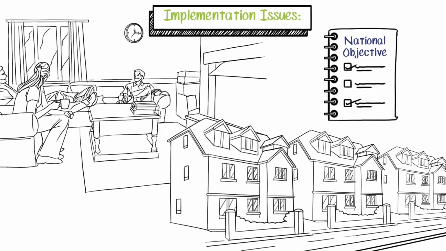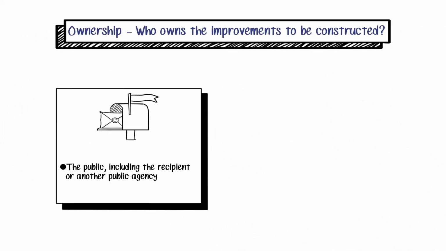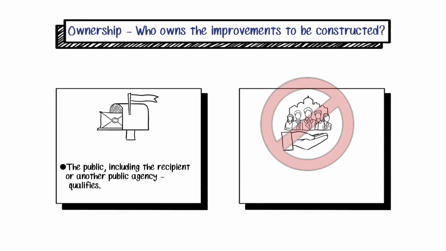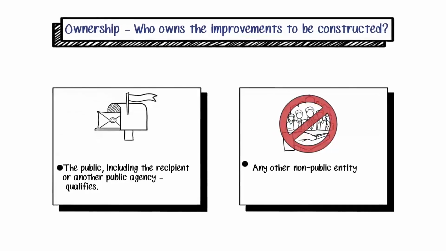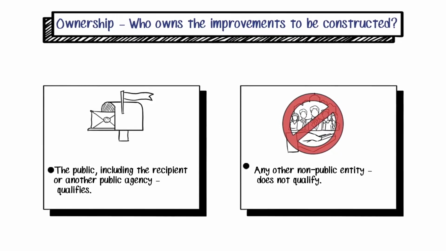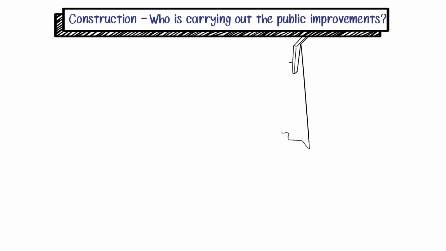The second implementation issue is determining ownership. Who owns the improvements to be constructed? If the recipient or another public agency owns the improvements, they qualify for CDBG funding. If the improvements are owned by any other non-public entity, they would not qualify for CDBG funding. The third implementation issue is the construction. Who is carrying out the public improvements?